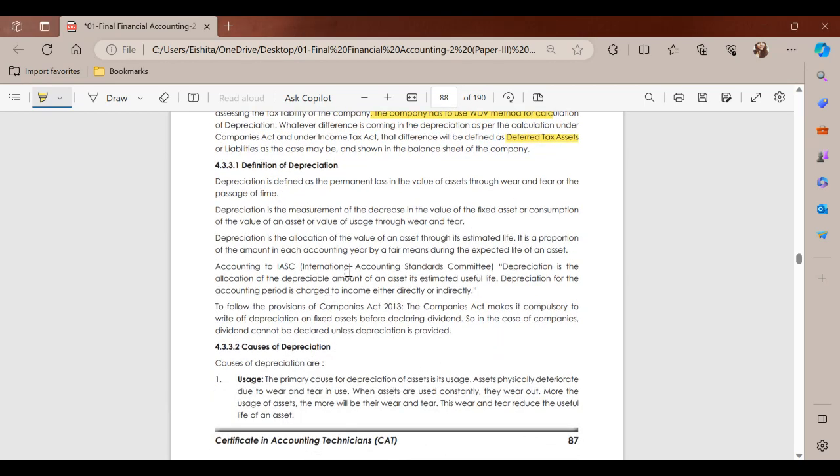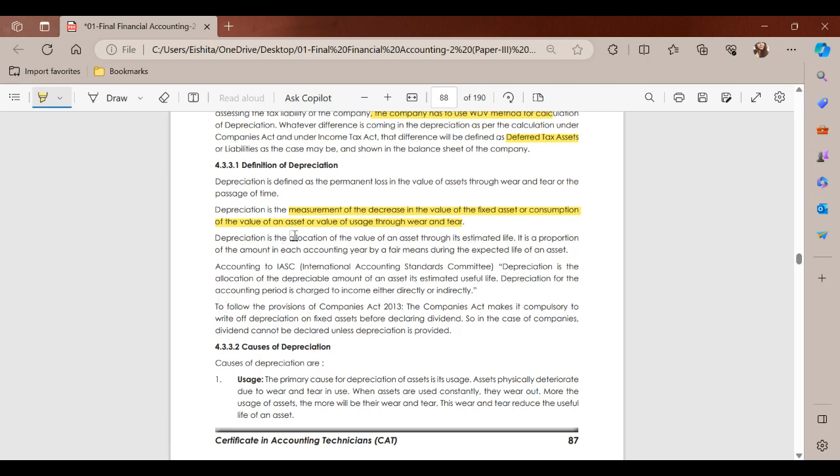Definition of depreciation. Depreciation is defined as the permanent loss in the value of assets through wear and tear or the passage of time. Depreciation is a measurement of the decrease in the value of an asset or consumption in the value of an asset through usage and wear and tear. Depreciation is on account of maximum wear and tear.